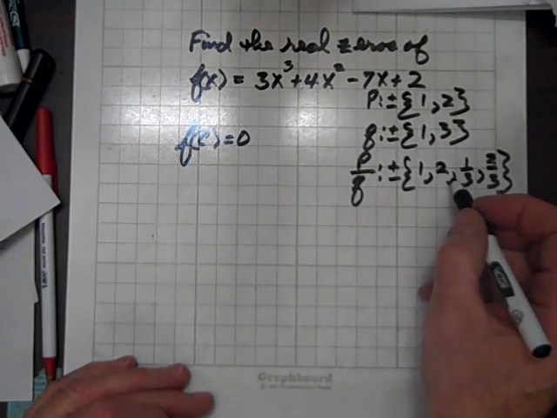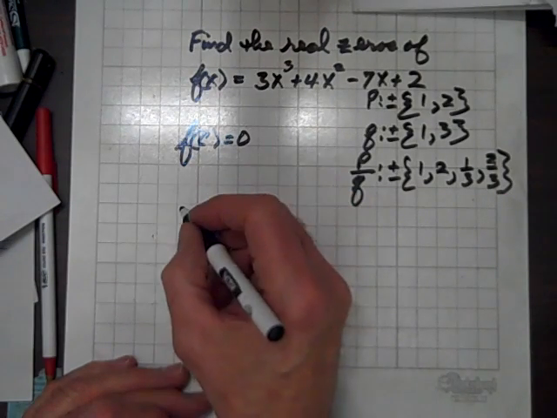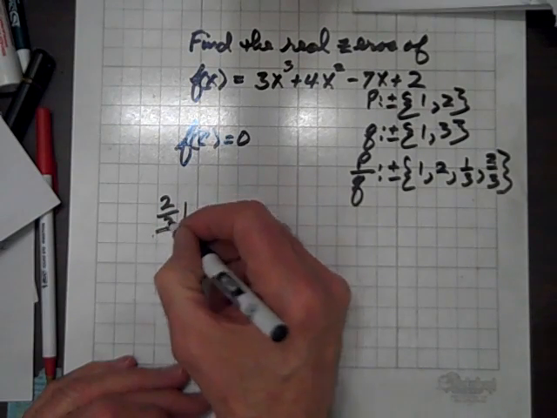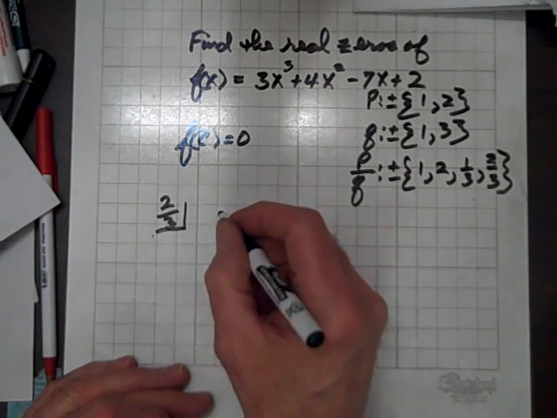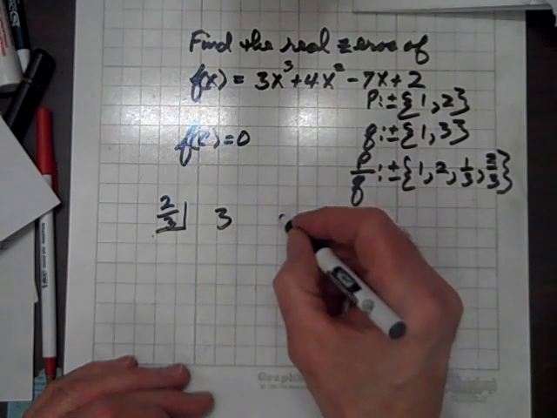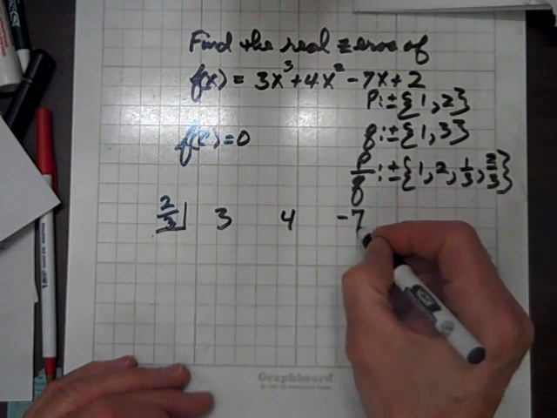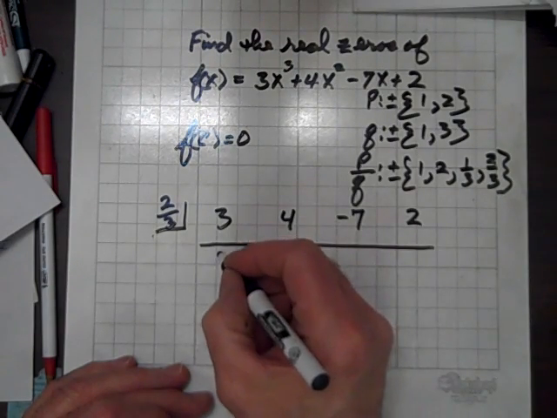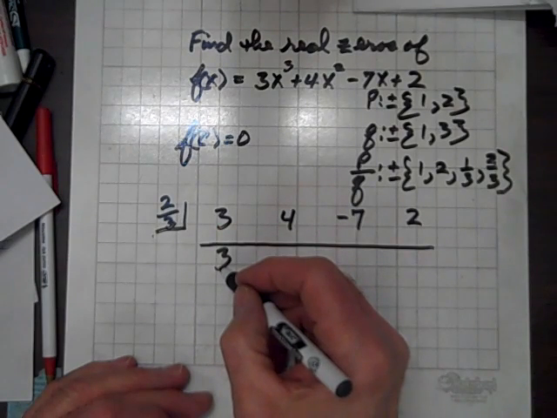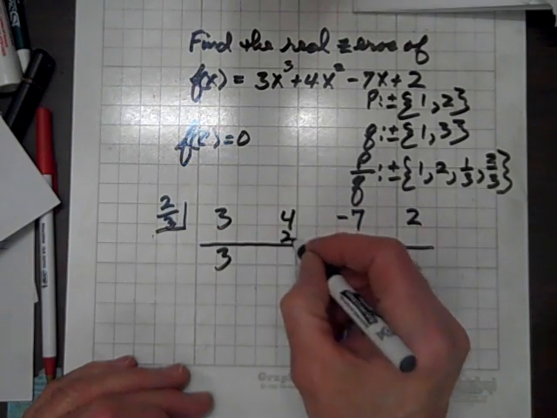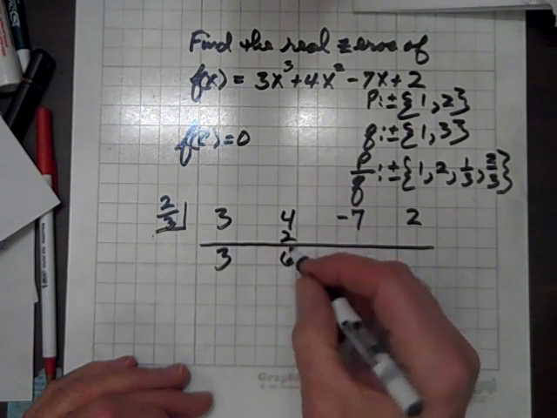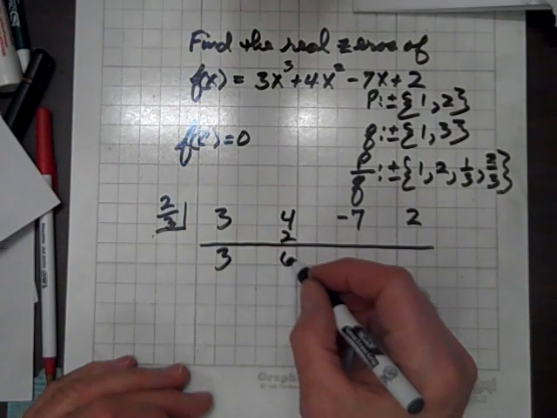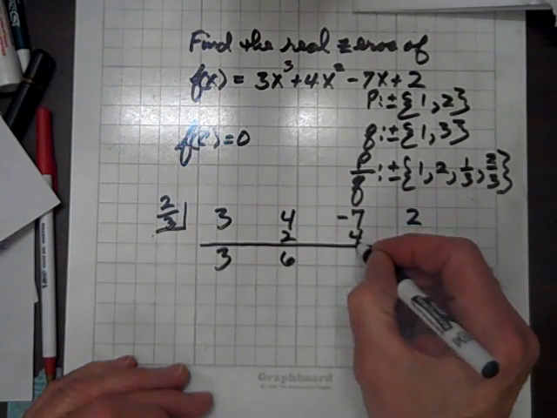So to try the other values, we'll use synthetic division, and I'm going to try 2/3. And so we'll write down the coefficients 3, 4, negative 7, and 2. Now we'll bring down the 3, and 2/3 times 3, the 3's divide out and we're left with 2. Add these two values up, we'll get 6. Multiply it times 2/3. 3 goes into 6 twice. 2 times 2 is 4.